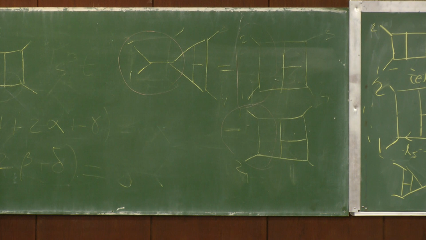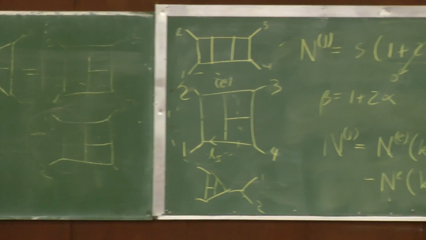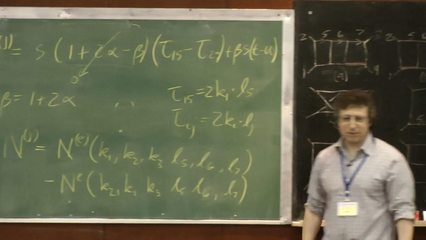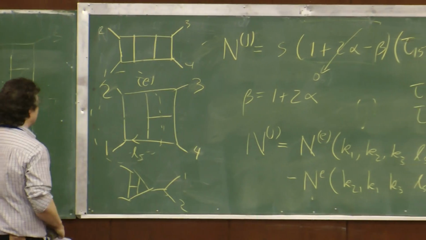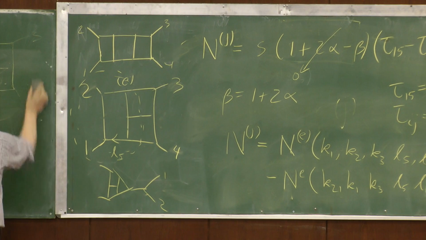OK, so let's look at diagram A, because diagram A I like a lot. What do you know about diagram A? How many powers of loop momentum can I have in diagram A in that numerator? Box, box, box. 0. So in fact, we know the answer. The answer is exactly the same as the dual conformal answer.